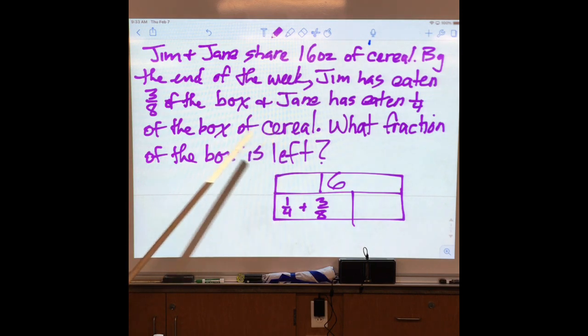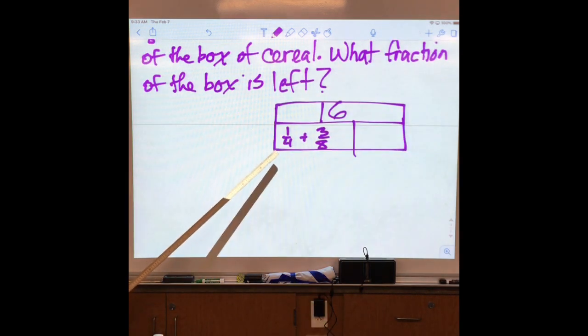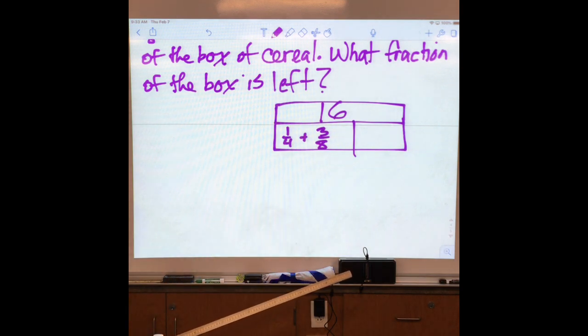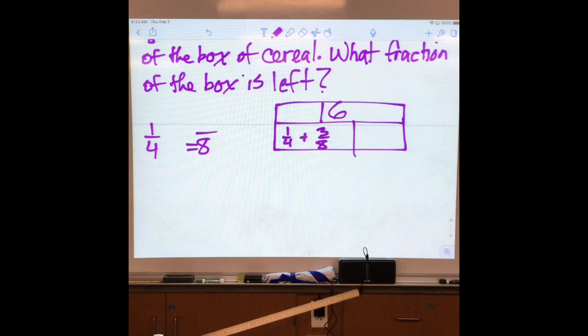What do you see that you think you could do? Well, I think I could turn this 4th into an 1/8, don't you? 1/4, and what would it take for me to get an 1/8 here? Whoa, good job. You said multiply by 2. Good work. So what you do to the bottom, you must do to the top. So we have 2/8. So I'm going to change Jane's amount. I'm going to put 2/8 in its place.